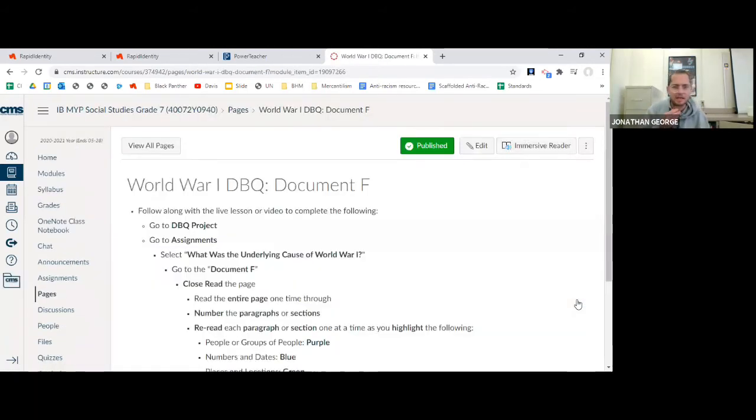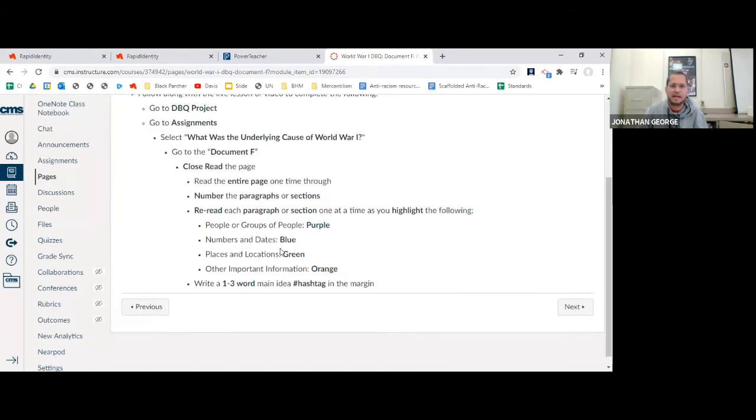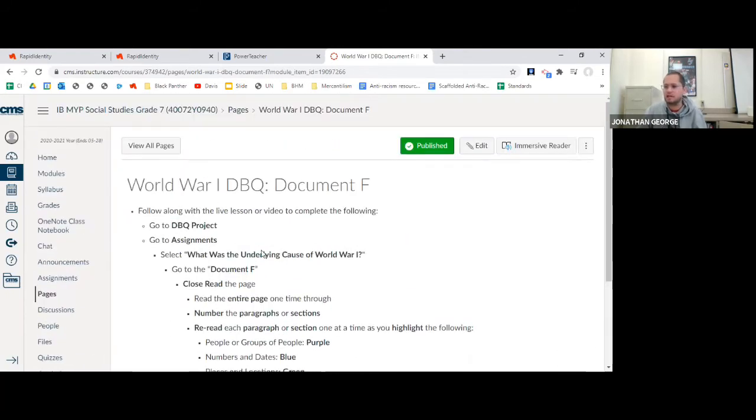Now, today's going to be a little bit different because the analysis is 100% on your own, 100%. So you have to make sure that you have that mastered, you do that well, because that is going to be a formal grade. I'm going to check that. I valued it at 10 points. So depending on how you do, you will get however many points out of 10 for your document F analysis. So everybody, again, let's go to the DBQ project, please. And I'll give you about 30 seconds to get there.